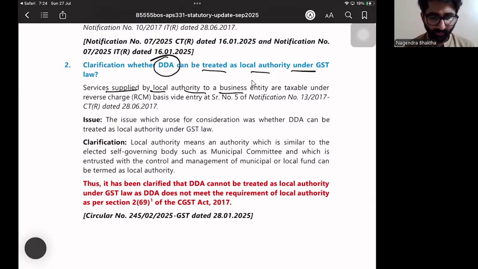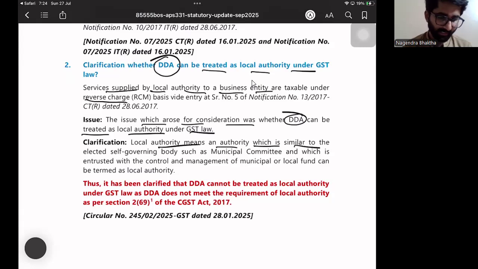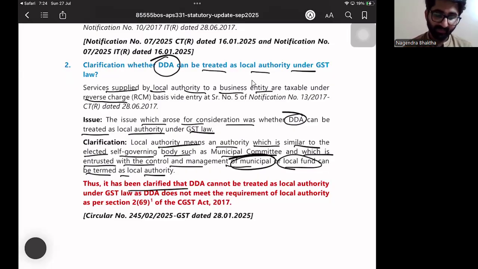Services supplied by local authority to a business entity are taxable under reverse charge. Correct. So government, that was under RCM. The issue which arose for consideration was whether Delhi Development Authority can be treated as local authority under GST law. Clarification: local authority means an authority which is similar to the elected self-governing body such as municipal committee and which is entrusted with the control and management of the municipal or local fund can be termed as local authority. Thus, it has been clarified that DDA cannot be treated as local authority.